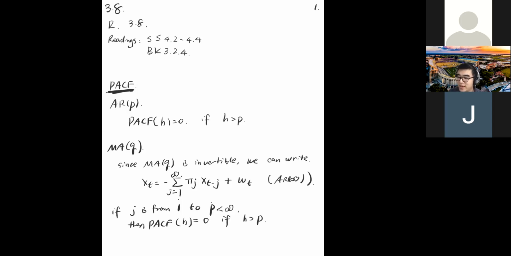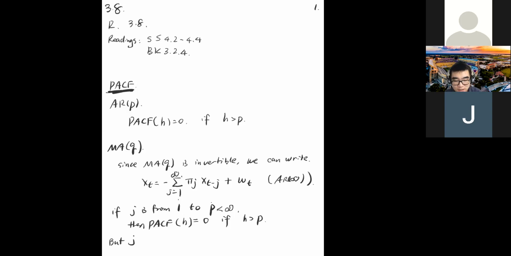Okay, so if we only use a finite combination of the X lags to explain X, then the PACF of order h would be equal to 0 if h is larger than the order of our AR model. Okay. But unfortunately, here you can see that our j does not go up to p. Our j goes to infinity. Okay.